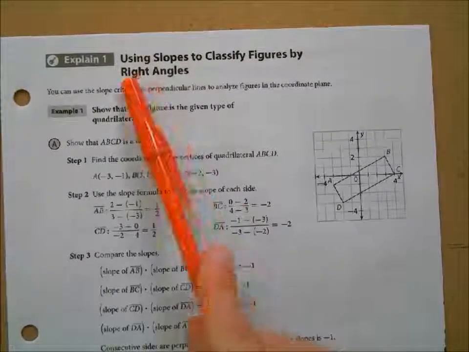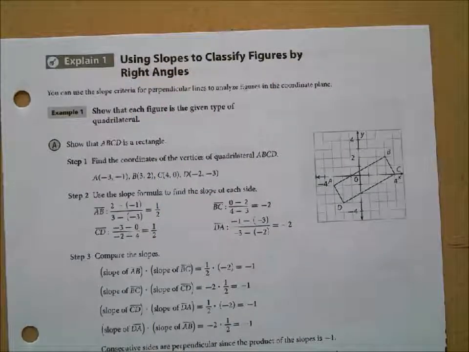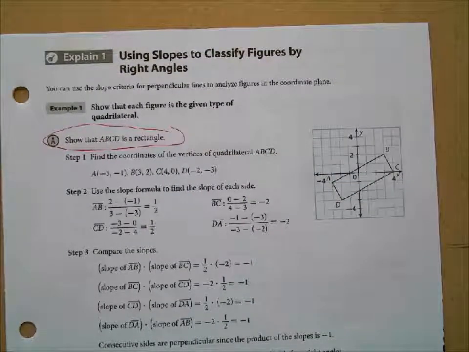So, using slopes to classify figures by right angles. Letter A asks us to show that ABCD is a rectangle. What makes a rectangle a rectangle? Four 90-degree angles. An equivalent way to say that is a quadrilateral that is equiangular. What kind of lines indicate a right angle where they intersect? Perpendicular, right? We're going to use perpendicular lines here to show these right angles exist. So how can we do that?